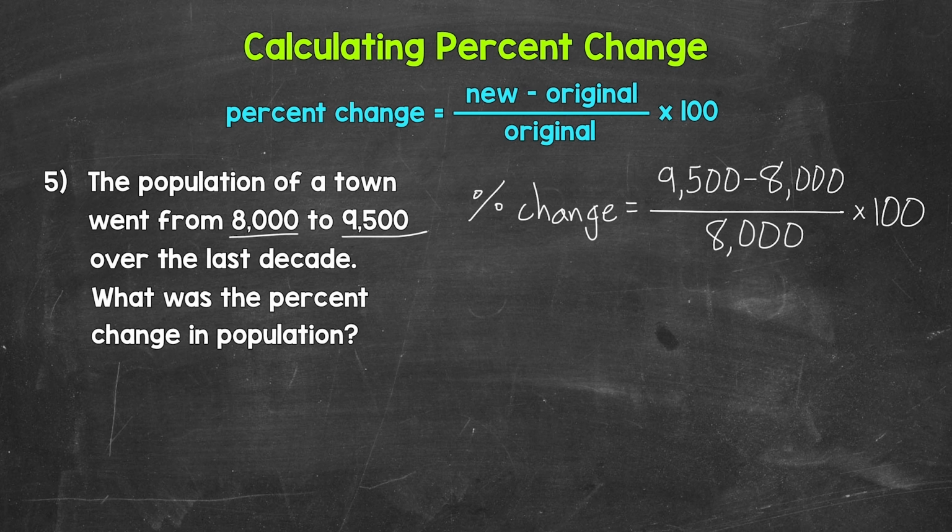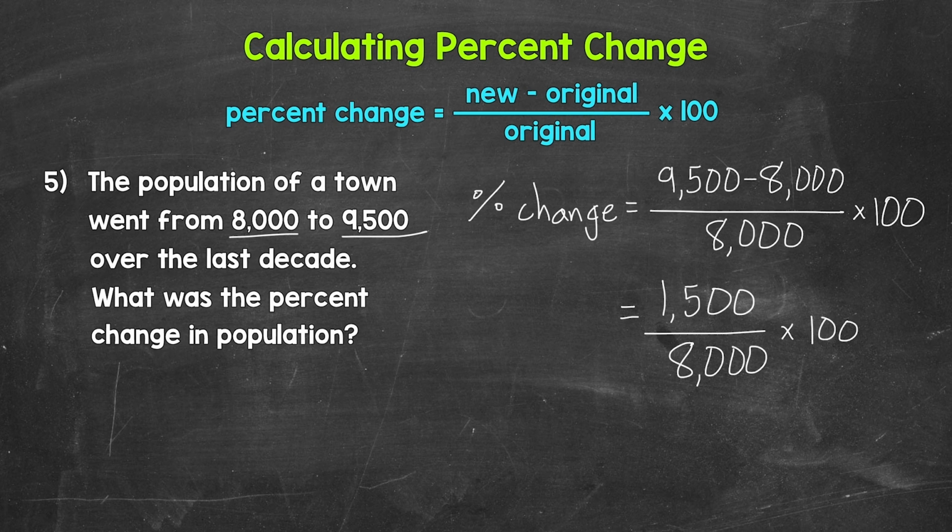Now let's work through this, and we will start by subtracting. So 9,500 minus 8,000 gives us 1,500. And that's the amount of change. The population changed by 1,500. And that's positive. So that tells us we have an increase here. So the population increased by 1,500. Let's divide that amount of change by 8,000 and then multiply by 100.